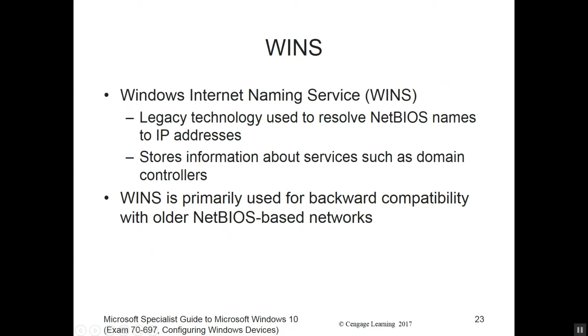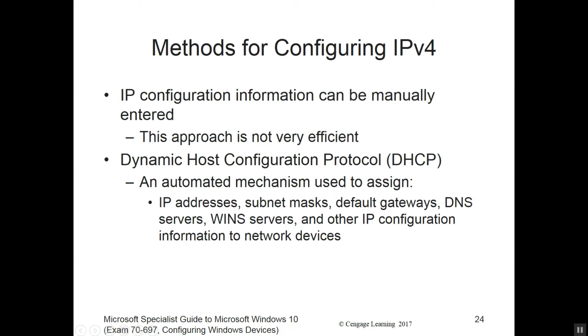Okay. So we've got some legacy technology, Windows Internet Naming Service. That's legacy technology used to resolve NetBIOS names to IP addresses. Stores information about services such as domain controllers. Not something that we'll use at this point. There's methods for configuring IP version 4. It can be manually entered. It's not very efficient, but it's stable.